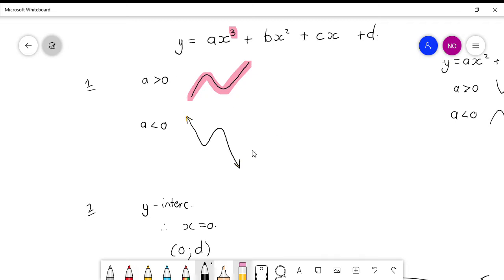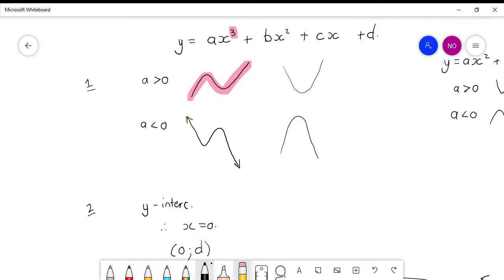Okay, ons gaan vandag praat oor die draaipunte, maar anders as a parabool. So if a parabola looks like this, do you guys agree that is the maximum value of the parabola? And if it looks like this, then that is the minimum value. But this one doesn't have an absolute maximum or absolute minimum.